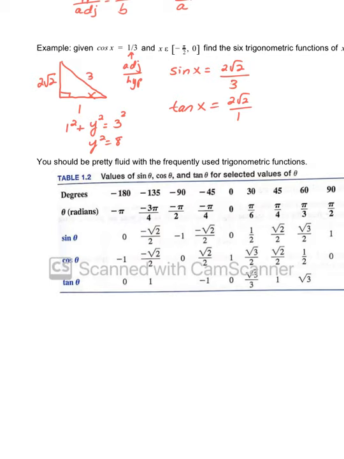And then we have also the reciprocal functions. So cosecant x would be 3 over 2 square root of 2, which you could rationalize or leave. Secant of x would be cosine reciprocal, so that would be 3 over 1. And cotangent of x would be 1 over 2 radical 2.